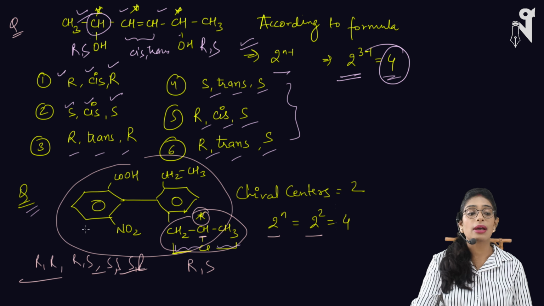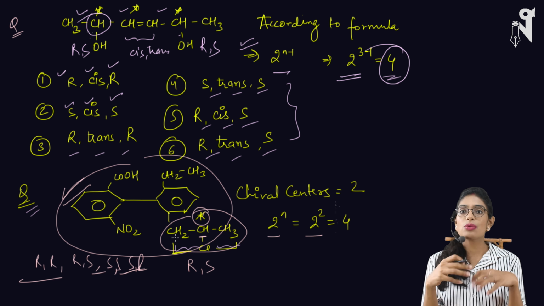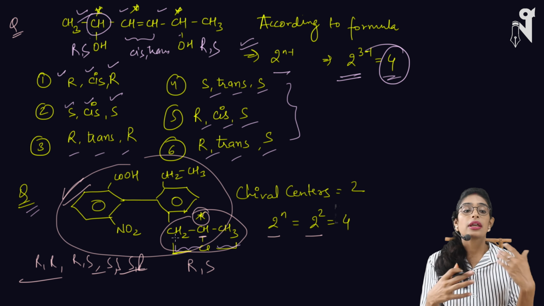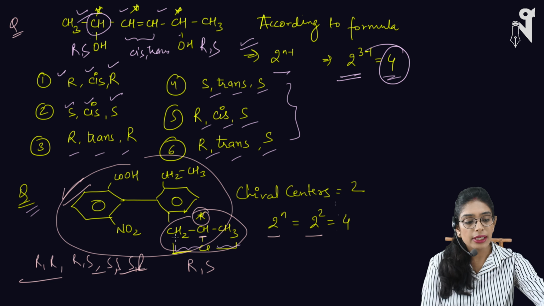Now in such examples, where you don't exactly know how the dibenzene thing shows optical activity and what those optical isomers are called, you can use these formulas and you can get the exact numbers. Look at the next example.